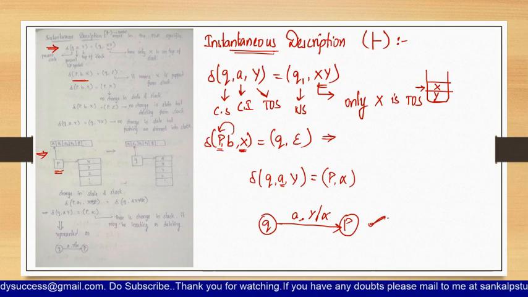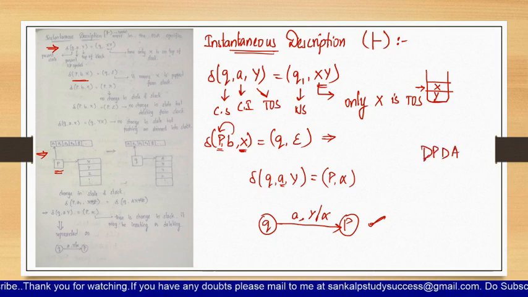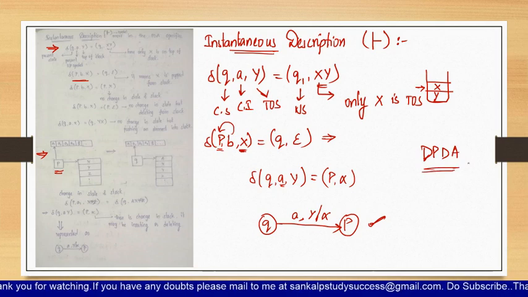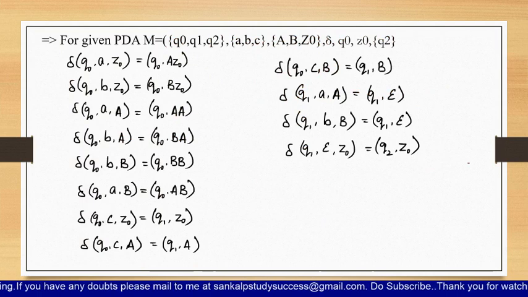Now let us solve one problem using this instantaneous description. Then we will be much more clear, and then you are going to understand the next topic, which is the deterministic push down automaton. How we draw the deterministic push down automaton, we are going to see in our next topics. So let us solve one problem using this instantaneous description.